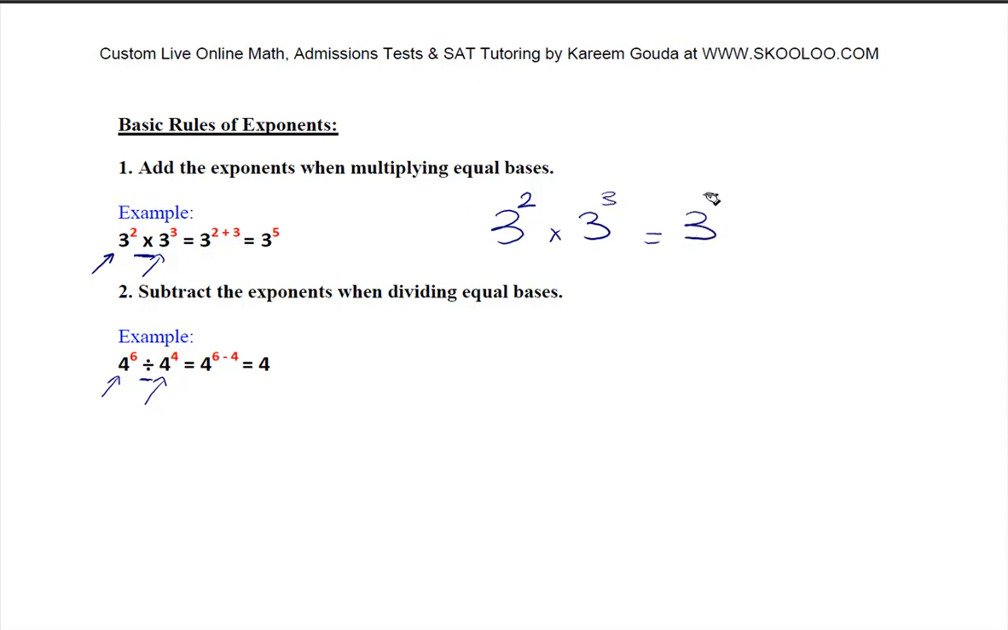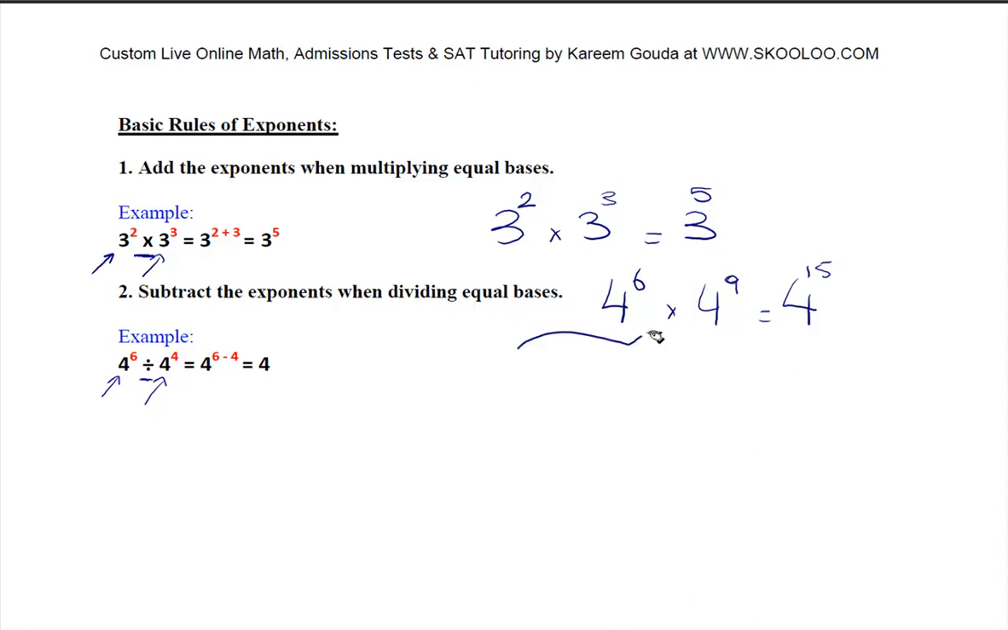Then what do I do to the powers? I add them. So 2 plus 3 is 5. Another example. 4 to the power of 6 times 4 to the power of 9 equals 4 to the power of 9 plus 6, 15.